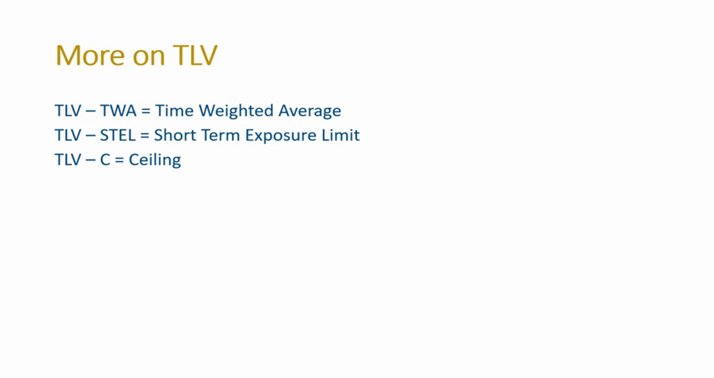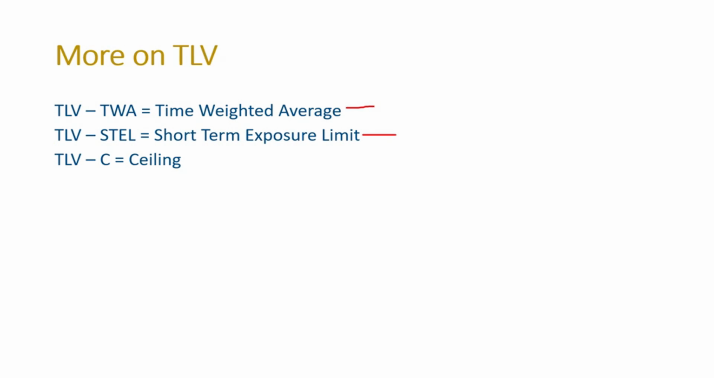The TLVs, or the threshold limit values, can be further broken down. So this first version of the TLV, the time-weighted average, is as was described on the previous slide. We're looking at a concentration that one could be exposed to for 8 hours a day, 40 hours a week, and not suffer any adverse effects.